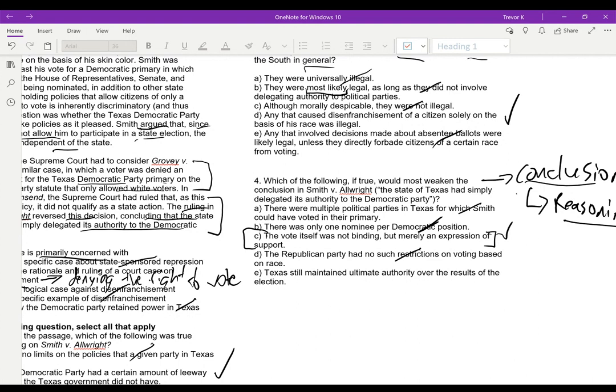Is that simply delegating authority? Then Texas still maintained ultimate authority over the results of the election. I mean, that wouldn't weaken the conclusion. That was probably true, but the point is he couldn't participate. Even if Texas had ultimate authority, Smith couldn't participate. So C is the only one that works because that weakens the idea that it's him not being allowed to participate in an election. Because if it's just an expression of support, it's not a real election.